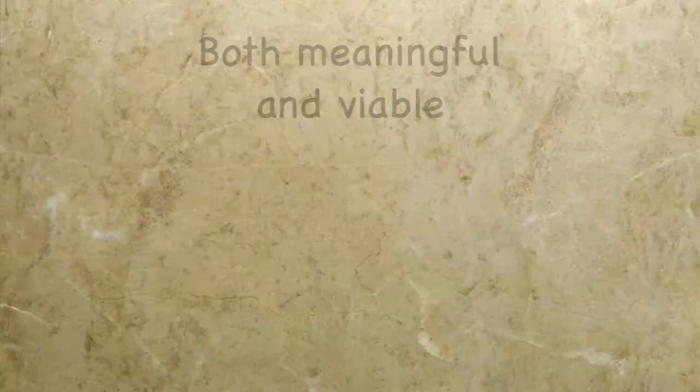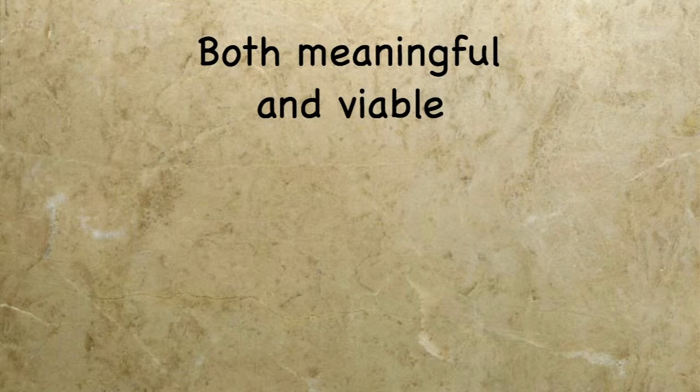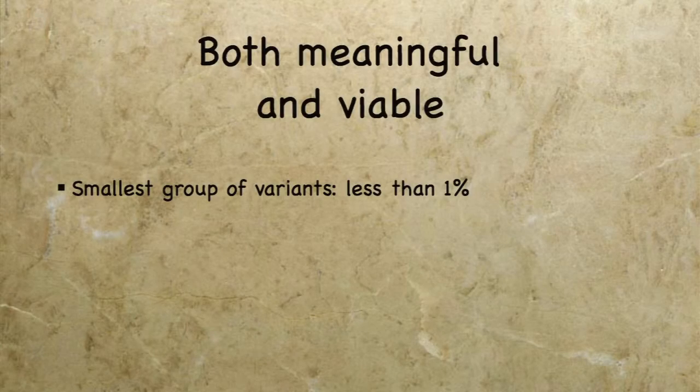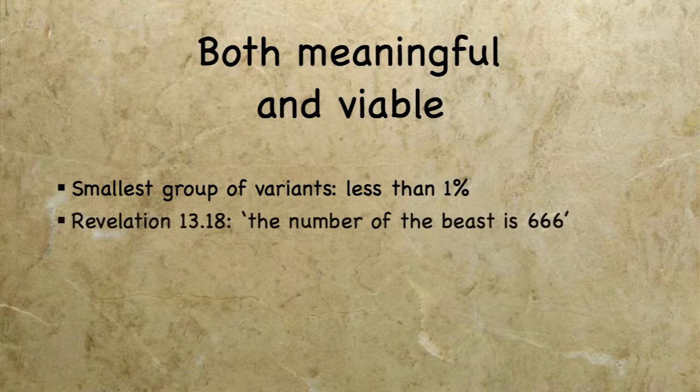The smallest category of variants is those that are both meaningful and viable. This is less than 1% of all textual variants. That is, they have some good plausibility, a good possibility of going back to the original, and they change the meaning of the text to some degree. Let me give an illustration of a textual variant that is both meaningful and viable. In Revelation chapter 13, verse 18, we read that the number of the beast is 666. Everyone knows the Antichrist number is 666.